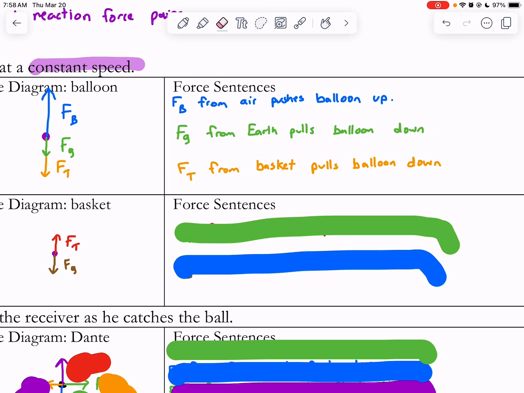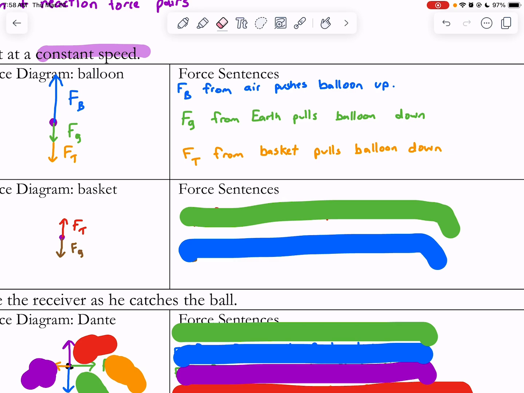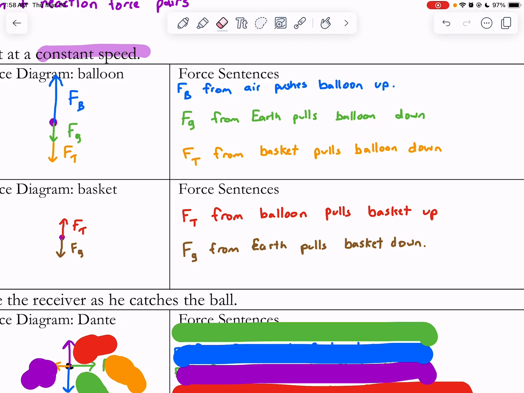Okay, now I didn't write the ropes there because the ropes are attached to the basket, so I wrote what's on the other end of the rope. That's actually really helpful in this situation because it's going to help me identify the action and reaction force. That's a spoiler alert, sorry. Now for this other one, I've only got 2 to write. I've got the tension that's up and the gravity that's down. Tension from the balloon pulls the basket up, and gravity from earth pulls the basket down.